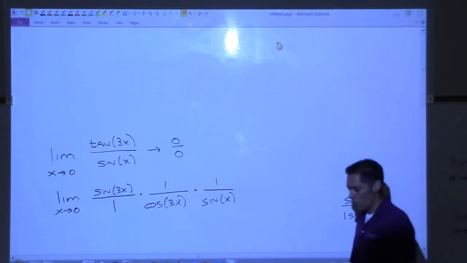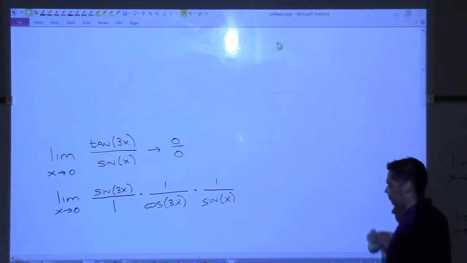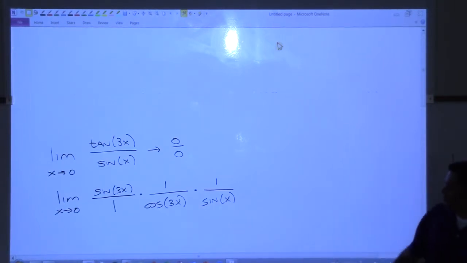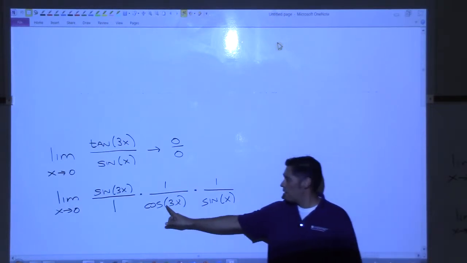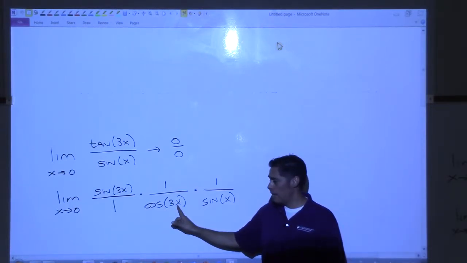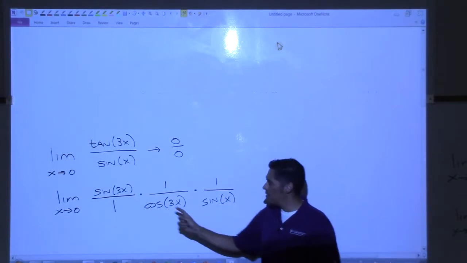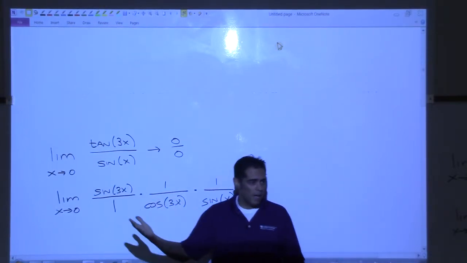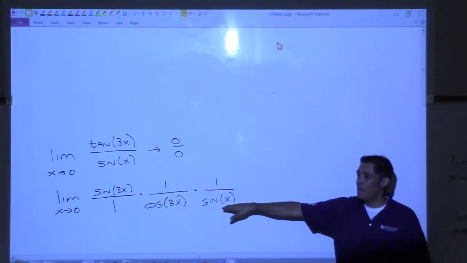So which of these factors is causing the problem? The sine x down here, right? This one's okay, because cosine of 0 is 1. So we don't get division by 0 here. Here we get 1 over 0. This one's okay also, because 0 over 1 is defined. 0 over 1 is 0. So this is the one that's causing the problem, so this is the one I need to fix.